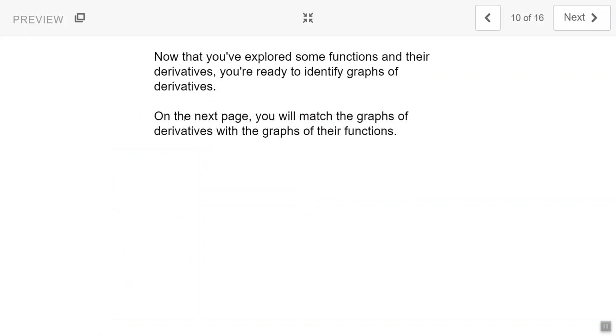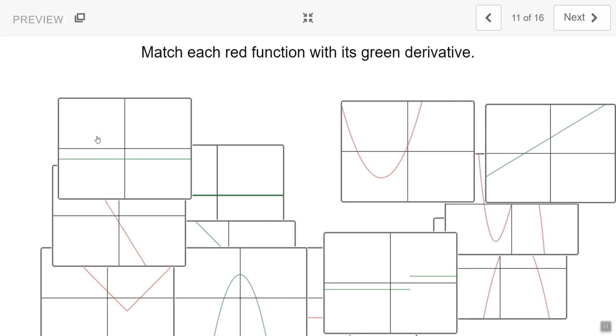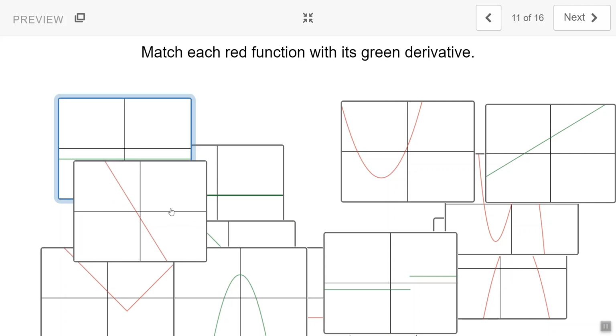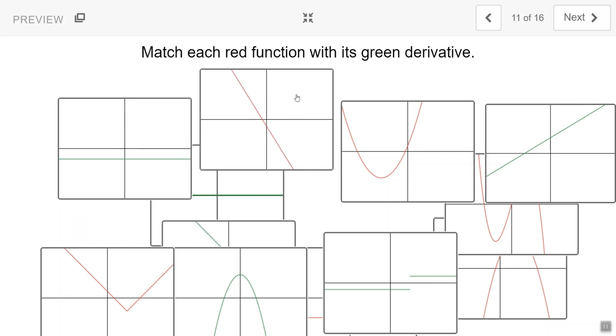Okay, so now you've explored some functions and their derivatives. You're ready to identify graphs of derivatives. On the next page, we're going to match graphs of derivatives with the graphs of their functions. So help me out with this, okay? It says match each red function with its green derivative. Okay, this is the hard part, right? Do you guys have that slide? Okay, let's take this red one right here.